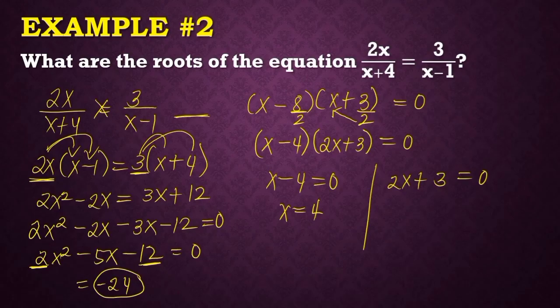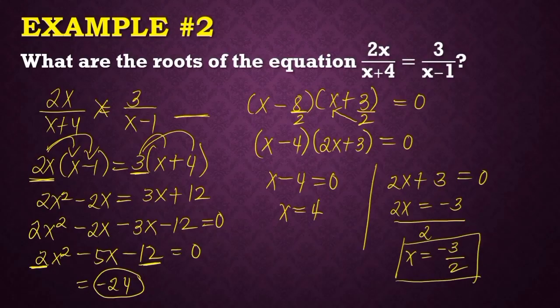Sa 2x plus 3 is equal to 0 naman, we subtract 3 to both sides. So, magiging 2x equals negative 3. And then, we divide the whole equation by 2. So, kailangan po kasi nating tanggalin yung numerical coefficient ng x. So, x is equal to negative 3 over 2. So, x equals negative 3 over 2, tsaka x is equal to 4 ang roots ng given equation.